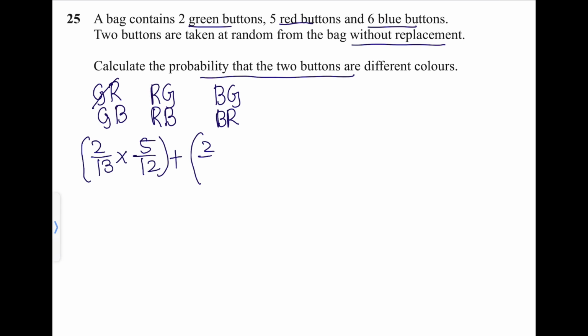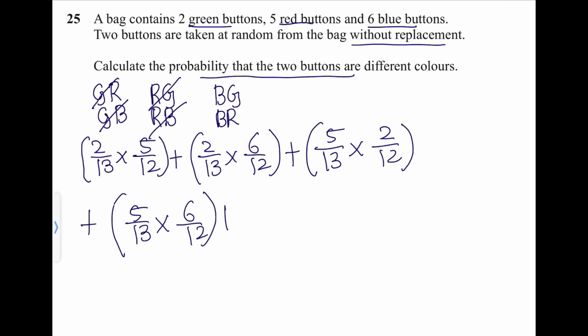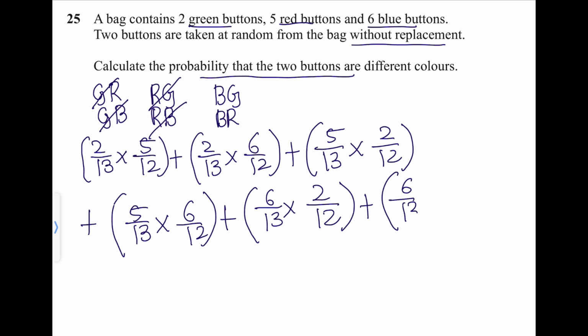Green and blue, so 2 by 13, blue is 6 by 12, plus red is basically 5 by 13 into the green, which is 2 by 12, then 5 by 13 into 6 by 12, because again red and blue, then blue is 6 by 13 into 2 by 12, plus you would also need to do 6 by 13 into 5 by 12.